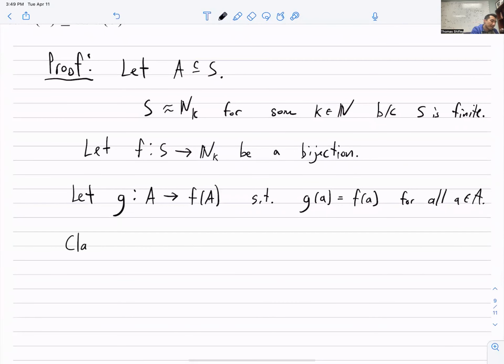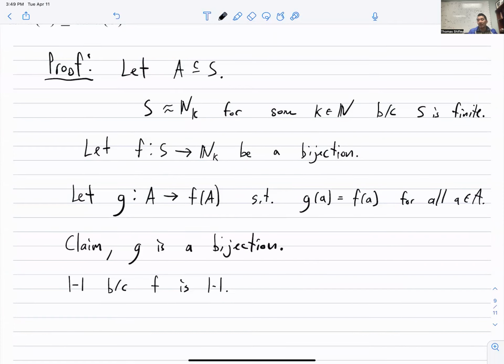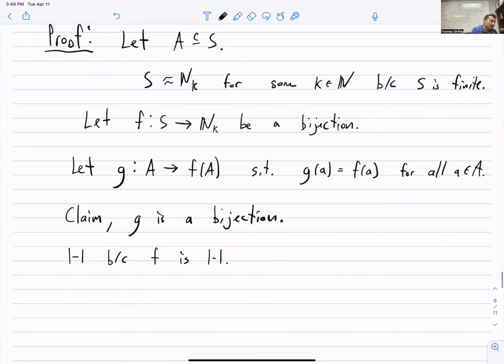So, claim: G is a bijection. Why is it one-to-one? Because F is one-to-one, and it's literally the same function. Why is it onto? Well, pick an element of F of A, then by definition there's an a that gets mapped to it.